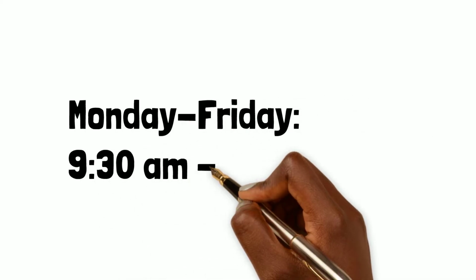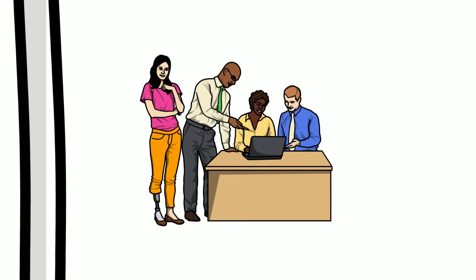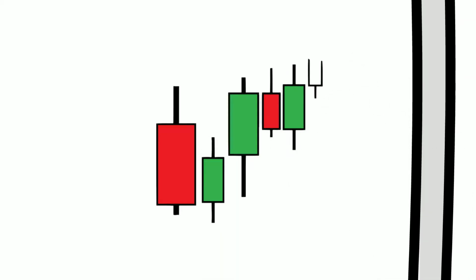Monday through Friday from 9:30 a.m. to 4 o'clock p.m. Eastern Standard Time, the stock market is open. A giant auction where people buy and sell stocks every second, and this is known as trading. And because people are trading their stocks every second, the price of a stock is always on the move.